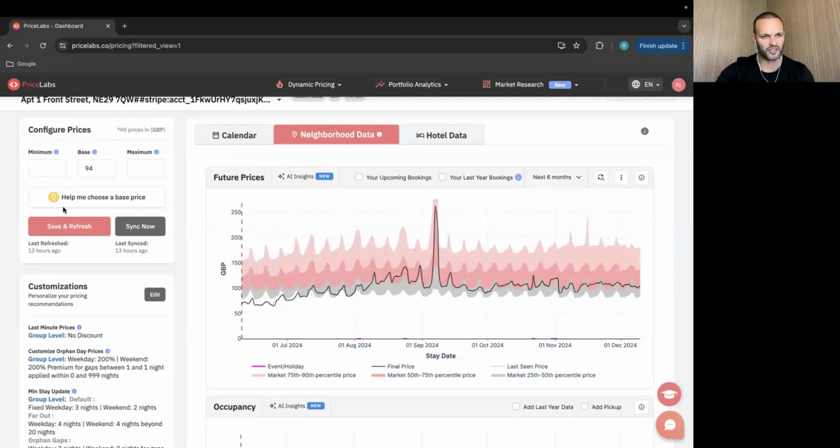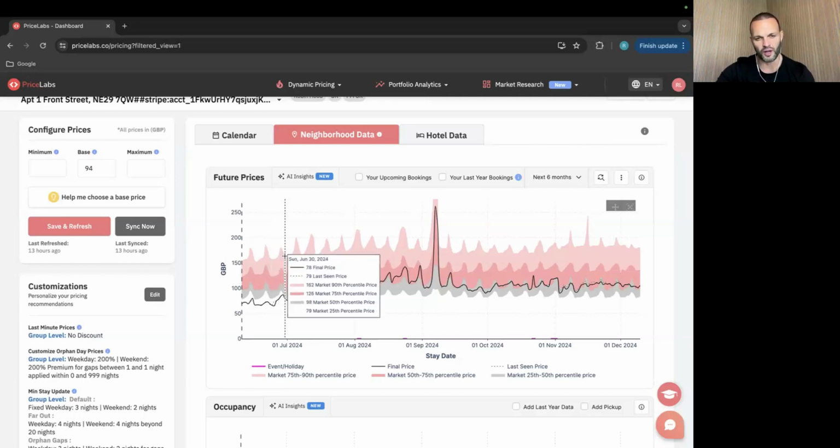So you can see here, my base rate for this property is 94. Now, you can see it fluctuates here from 72, 69, 80, 67, and so on and so forth. That is the final price. If you actually look further down, you've got the market 75th percentile price, then you've got the market 90th percentile price. So you've got 124, 160, and so on and so forth.